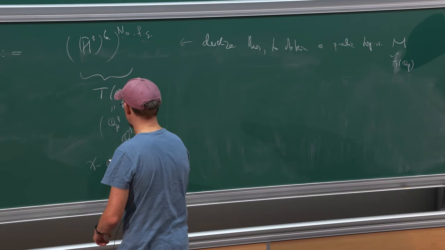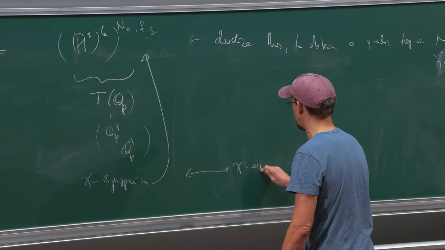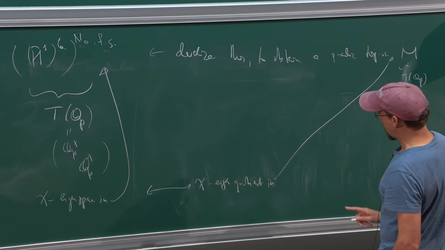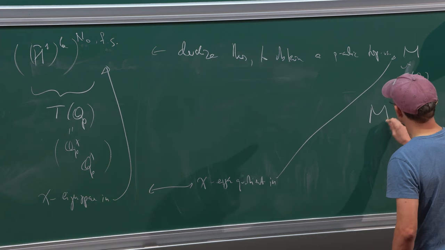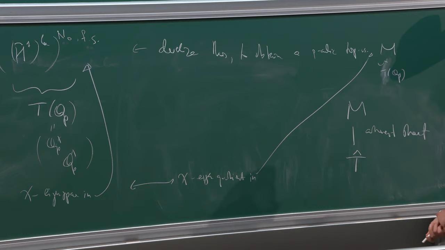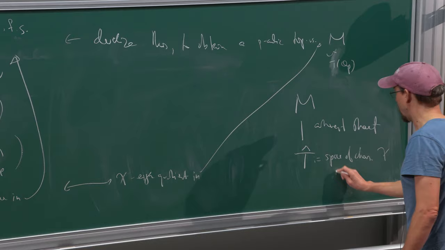A chi eigenspace in this object will correspond to a chi eigenquotient in this object M just by duality. And so in fact, this M is a coherent sheaf over this T hat, which is by definition the space of continuous characters chi of this T of QP.